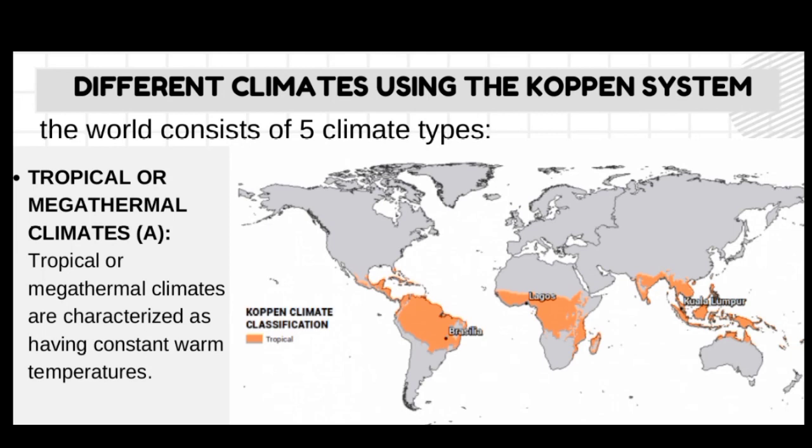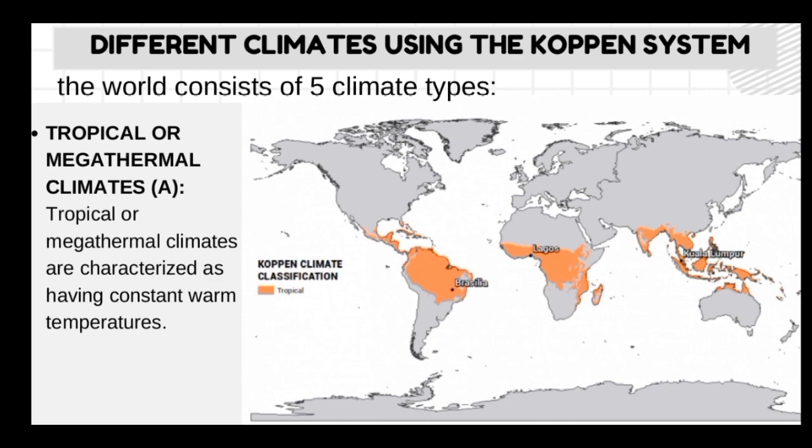Different climates using the Köppen system, which consists of 5 climate types. First is a tropical or megathermal climate, characterized as having constant warm temperature. The lowest mean monthly temperature is greater than 18 degrees Celsius. These regions have a high moisture index and support rich vegetation all year.